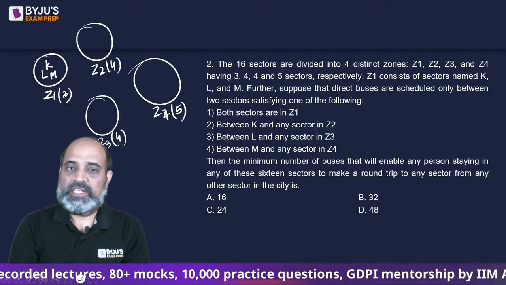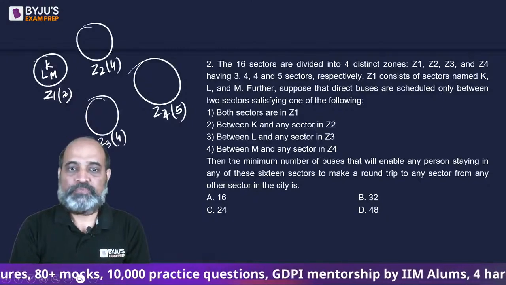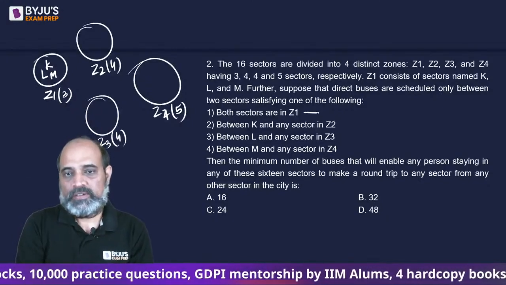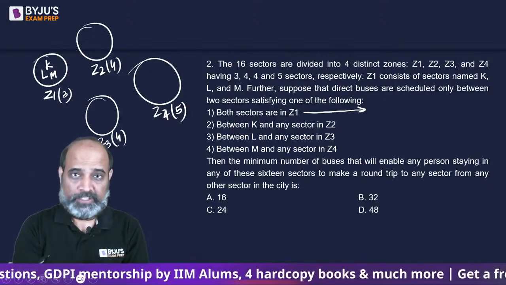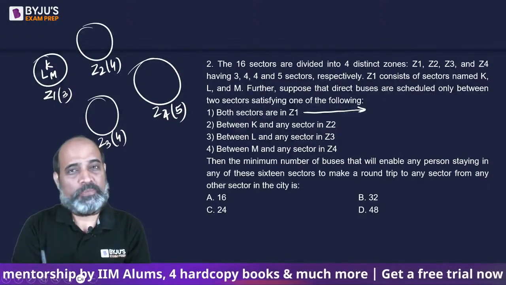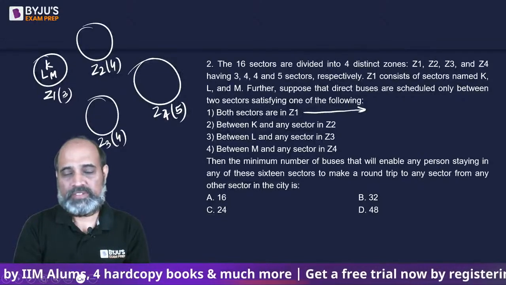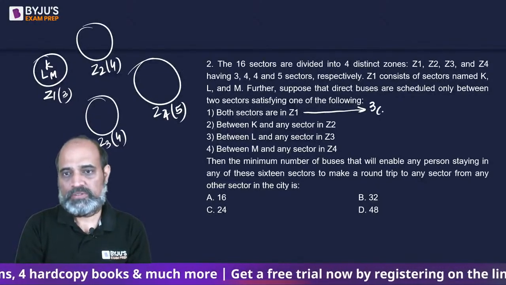So only between two sectors satisfying one of the following. Both sectors are in Z1. अब Z1 के अंदर if both the sectors are there, there are 3 of them. So between 3, how many buses are required, right? So it's going to be 3C2, which is 3.